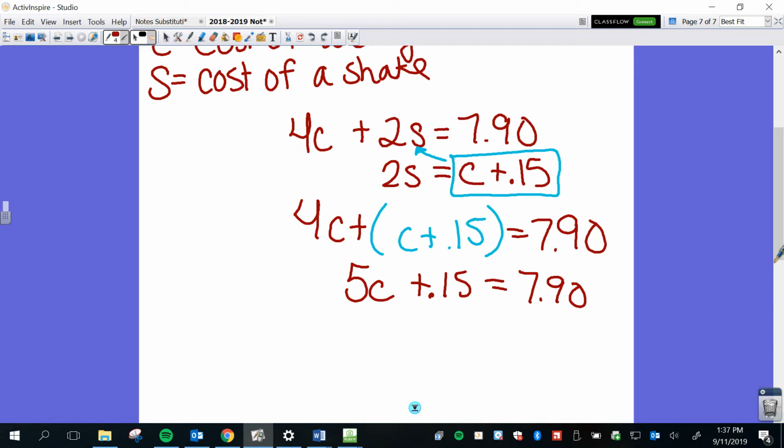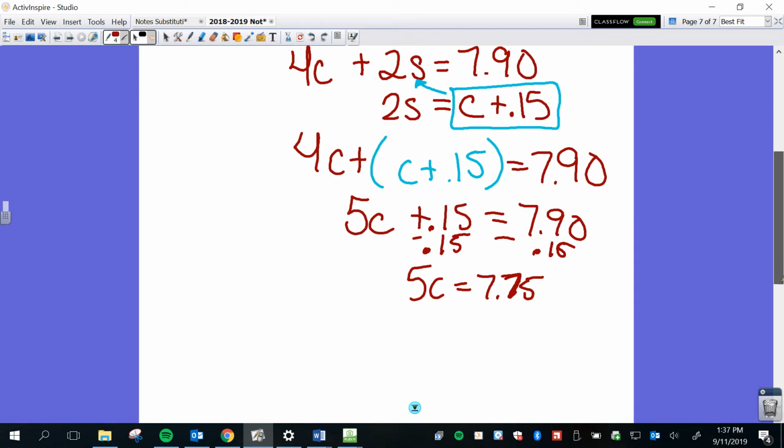Okay, take out the 15 cents. If we take out the 15 cents, what do we got left? 5C equals 7.75. That's 7.75, right? Isn't 7.90 minus 15 cents, 7.75? Yeah. And now divide by 5. Because 5 cheeseburgers is 7.75. So what's one cheeseburger? Someone with a calculator? 1.55. It's a deal, right? I don't even know what a cheeseburger costs at McDonald's these days. Okay. Now plug it in and get a shake, right?